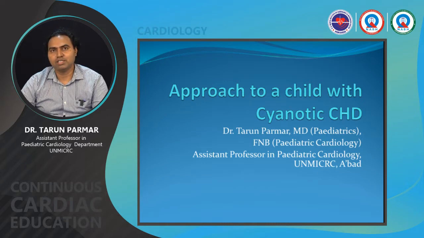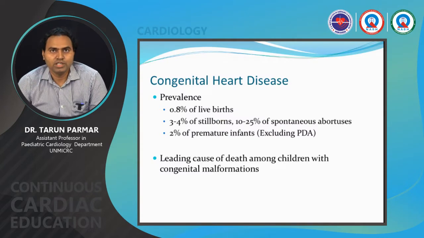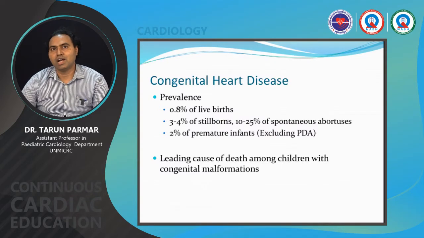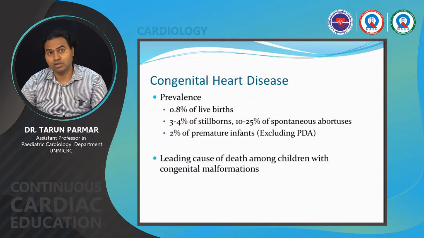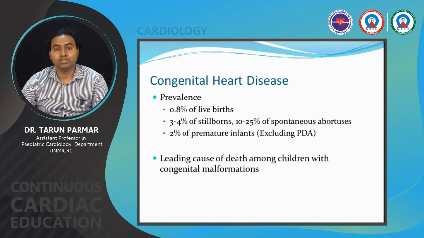My today's topic is approach to a child with cyanotic CHD. So first of all, we describe the prevalence of congenital heart disease. That is 0.8% of the live births, and 3 to 4% of the stillbirths are said to have CHD, and 10 to 25% of the spontaneous abortuses are said to have CHDs, and 2% of the premature infants have CHD. We are excluding PDA here because otherwise 80 to 90% of premature infants have PDA. And this is the leading cause of death among children with congenital malformations in any organ anomalies.